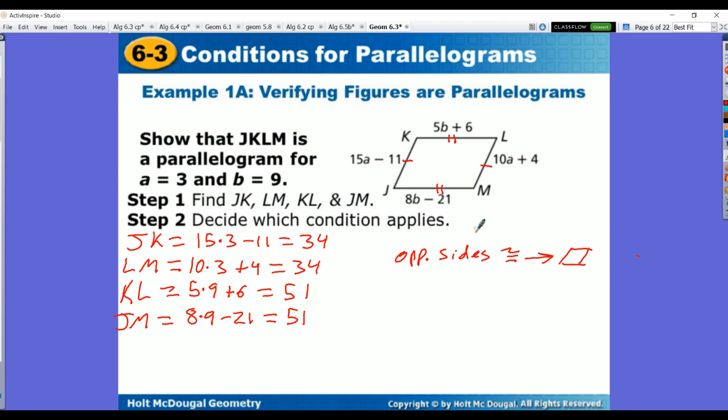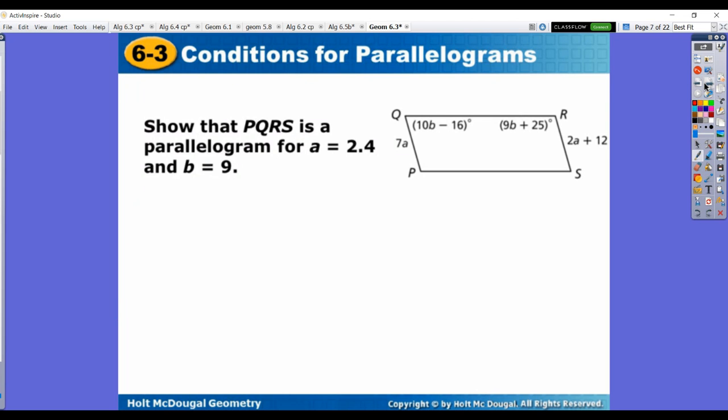Now that you got that copied down, let's take a look at another type. We're going to be doing something similar. Here we have this quadrilateral. Again, looks like we got some algebra going on. We'll go through and find what each of these would equal and then see what we can apply to show we have a parallelogram here.